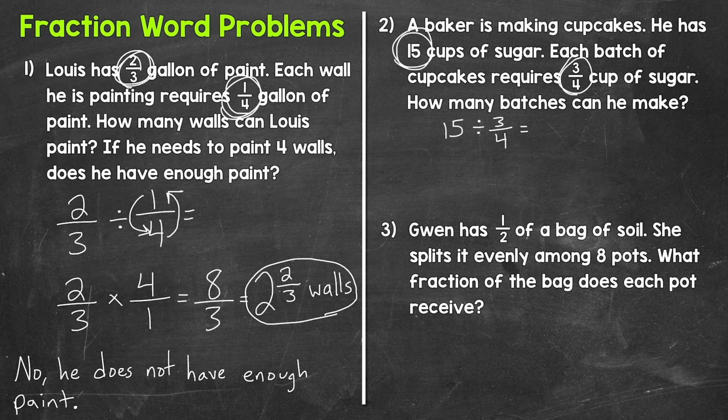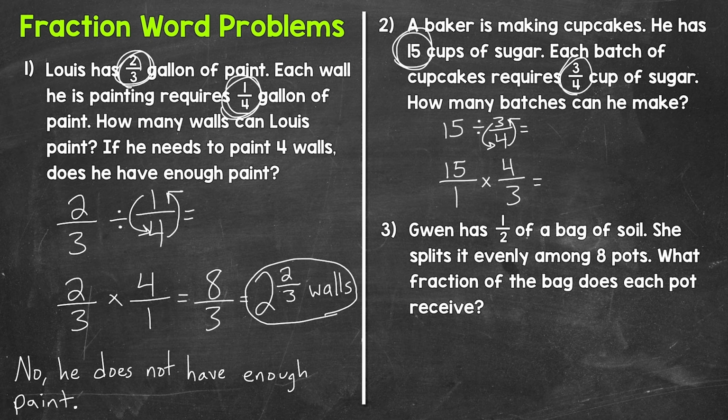So let's keep, and I'm going to rewrite 15 in fractional form. So I'm putting it over 1. That way we have a numerator and a denominator. This still equals 15, so we're not changing the value of 15 here. So keep, switch, and then flip. So 4/3. And now we can multiply.